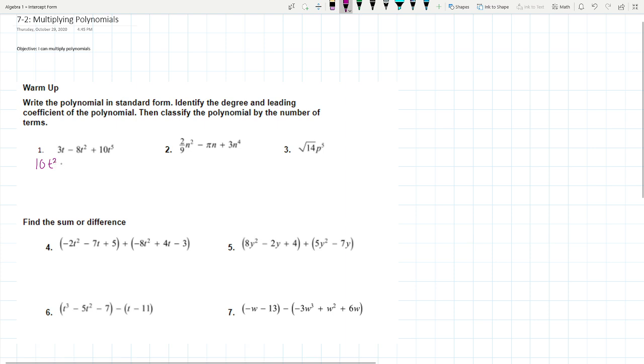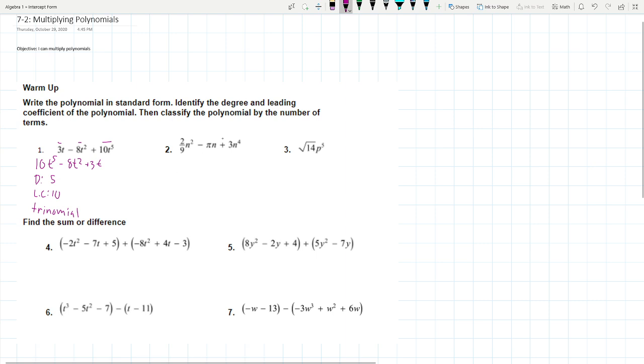10t to the fifth minus 8t squared plus 3t. Oops, that was supposed to be to the fifth. The degree is 5, so I'm going to put d is 5. You could write out degree. The leading coefficient, the LC for short, is 10. And classify the polynomial by the number of terms. There are 1, 2, 3 terms, so that makes this a trinomial.